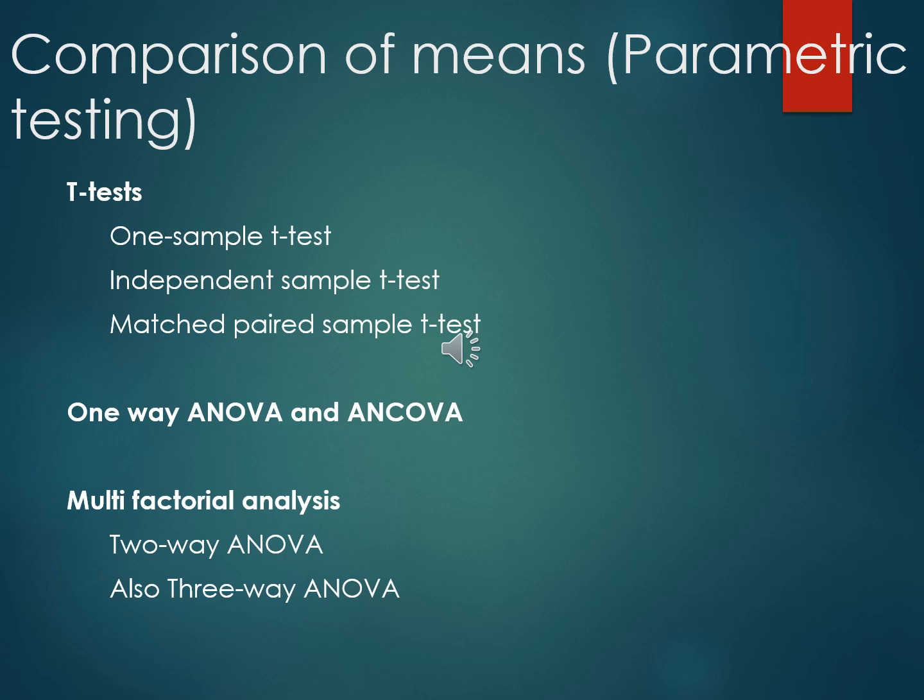When you have multiple independent variables, you need to understand how two-way or three-way ANOVAs work. So these are the kind of things that we will talk about.